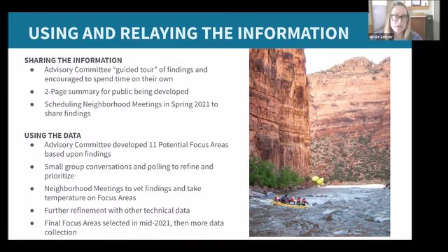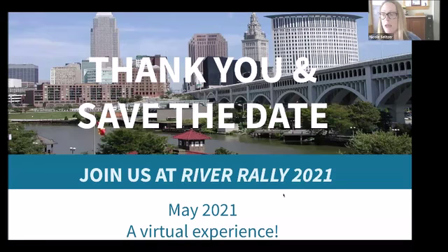And then in terms of using this information, we spent a lot of time thinking about the findings and what they meant in terms of actions and strategies for the basin. We've currently landed on about 11 different potential focus areas based upon the findings that David showed you. We're doing a lot of small group conversations and polling within our committee to try to prioritize and refine those focus areas. We're going to be using the neighborhood meetings to vet those and refine them further. And then hopefully by the middle of this year, we'll have finalized those focus areas, and we'll be working on any additional data collection and turning all of these into strategies for project recommendations, actions, and big picture basin multi-impact projects.